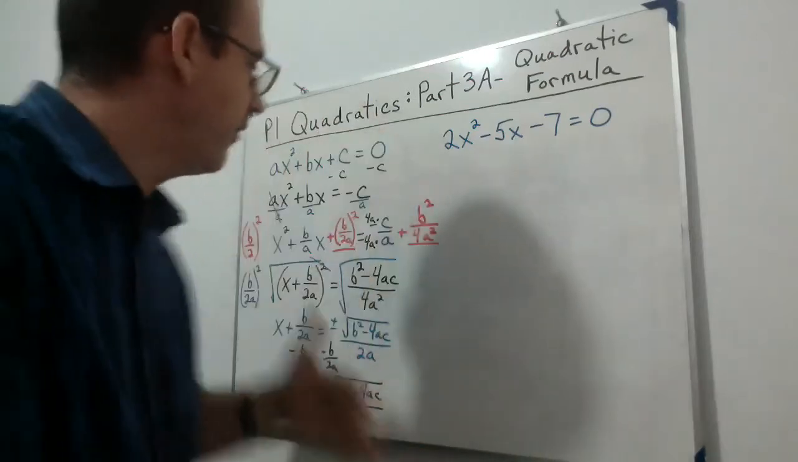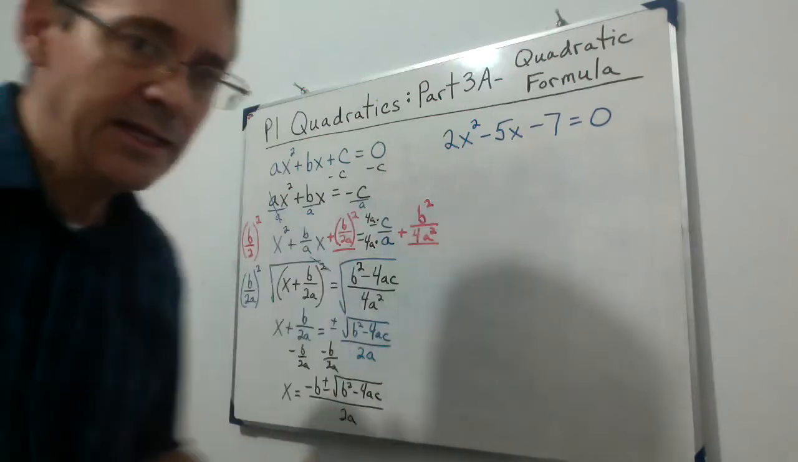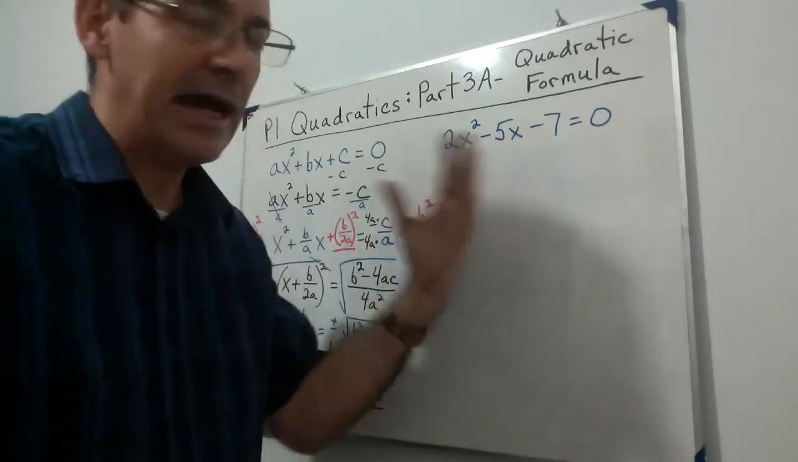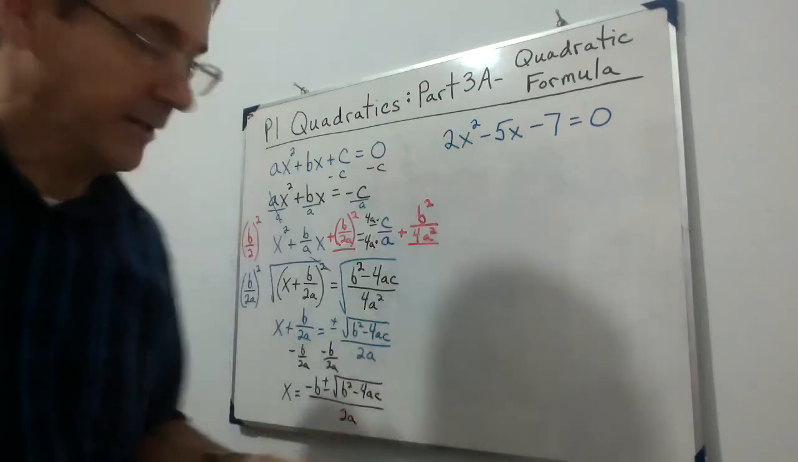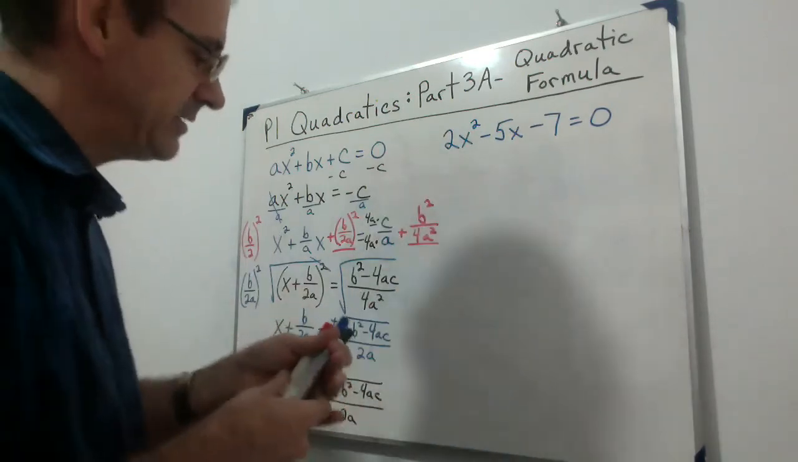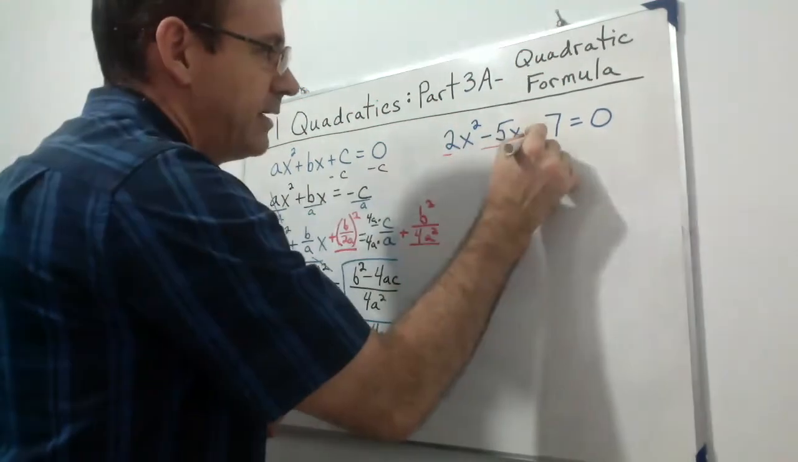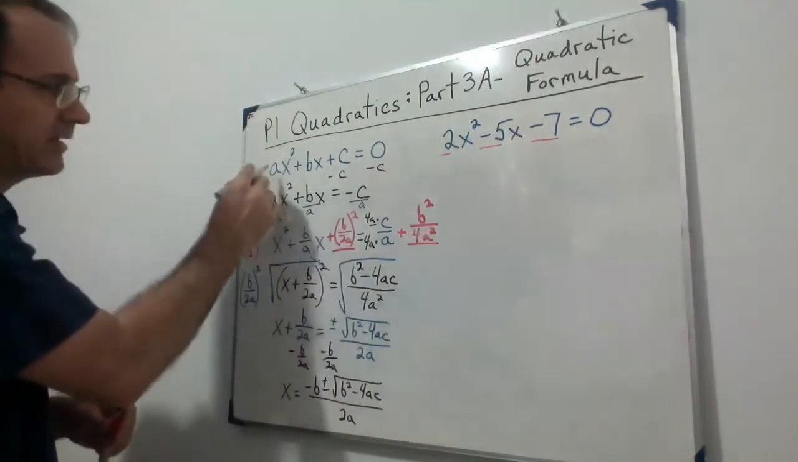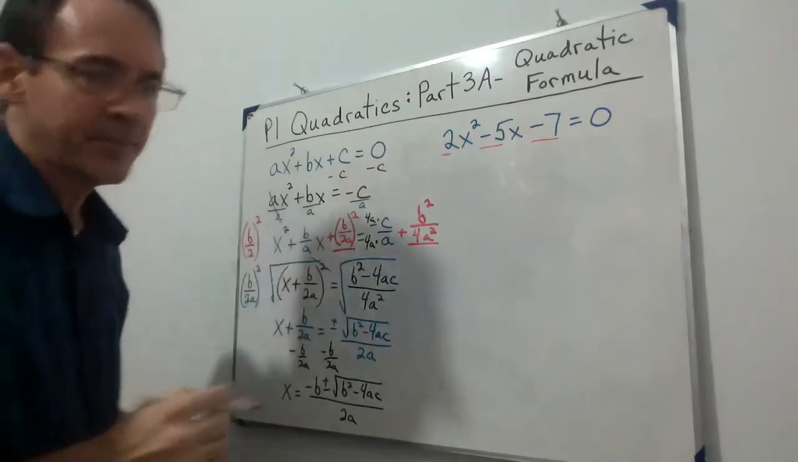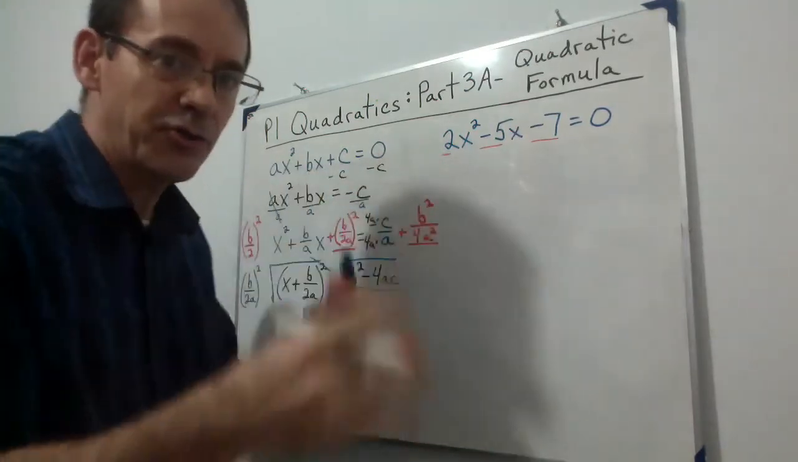So now that we've developed it mentally, let's go into how to apply it in the formula, okay? So this is quite easy. All you have to do is recognize your a, your b, and your c from our ax squared plus bx plus c. The sign goes with the number.